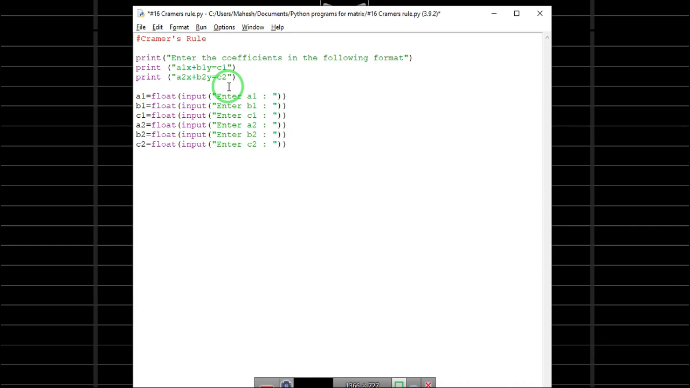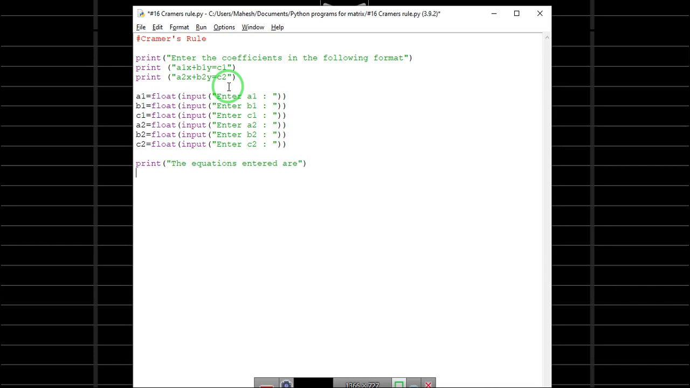Now let us tell the user that whatever values the user has given, the equations will look like that. So let us tell the user that the entered equation is like this. So print: the equations entered are, and then we will print the equations.